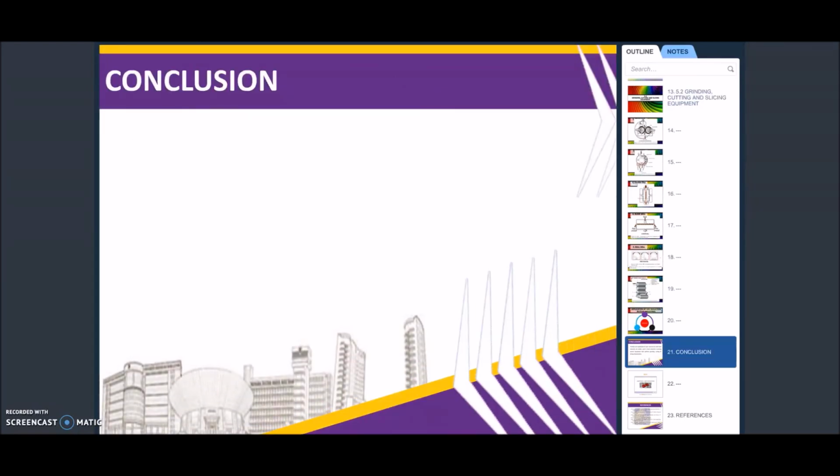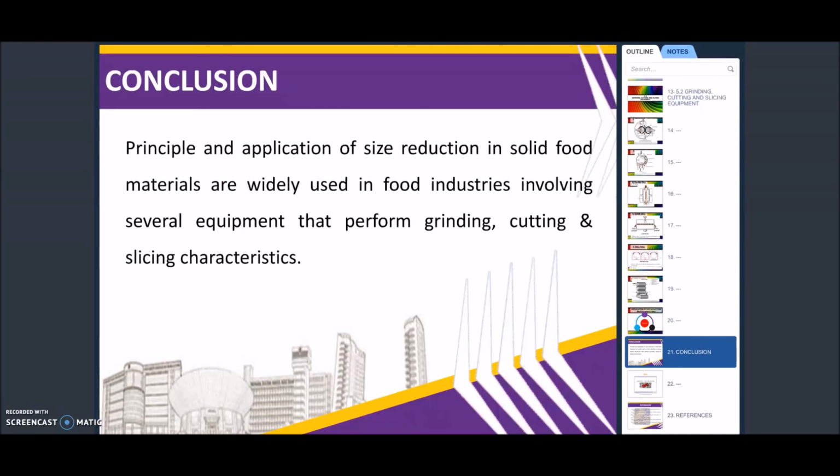So, as a conclusion, principle and application of size reduction in food solid materials are widely used in food industries involving several equipment that perform grinding, cutting, and slicing characteristics.